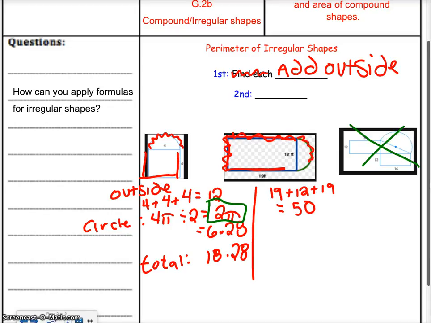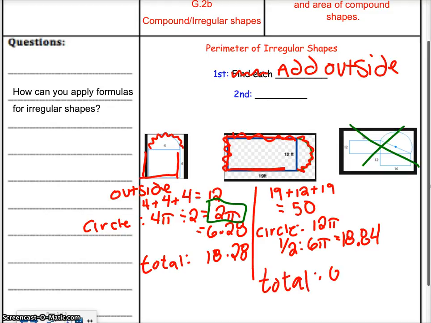Okay, now I'm dealing with my circle. Circumference is the outside. So my circle is 12 pi. But it's half of a circle, so it's 6 pi, which is 18.84. And add them up and you get 68.84. So strategy, I deal with circles last. That's my plan of attack there.